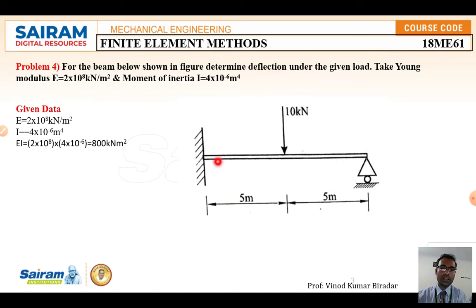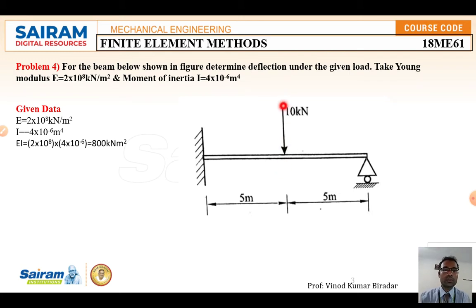Observe the diagram first. Wherever a force is acting, a node will be present. From this point to this point is one element, and from this point to this point is the second element. You have to remember this. The first element length is 5 meter and the second element length is 5 meter, so the total length is 10.